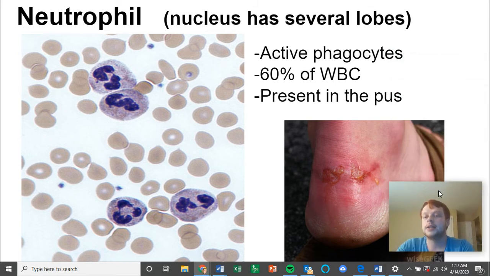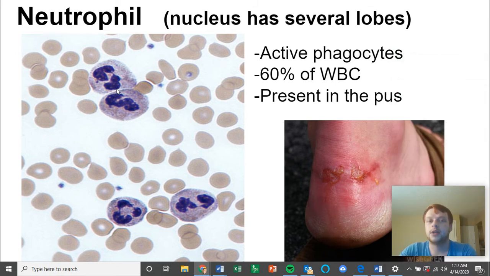So a neutrophil has a nucleus that generally has a lot of different lobes. If you look at these cells here, the dark colored part is the nucleus, and you can see all these different lobes coming off of it. These are the active phagocytes. What that means is they are going around through your bloodstream, just gobbling up cells that no longer work properly, and also eating invaders in your bloodstream. Because of that, they make up about 60% of our white blood cells. And if you've ever had a wound that has pus in it, you're going to have neutrophils in there. The pus excretes them to the surface so that they can consume more of the invaders or infection.